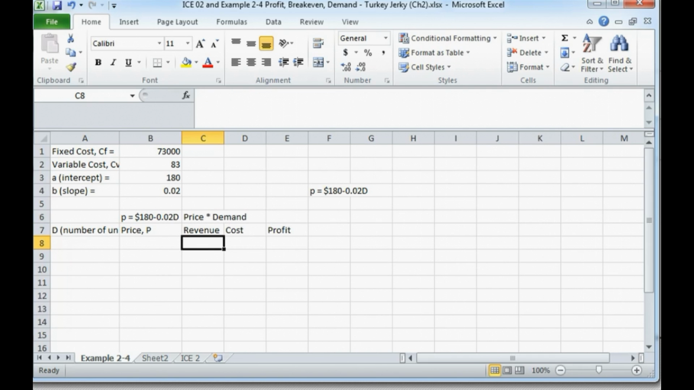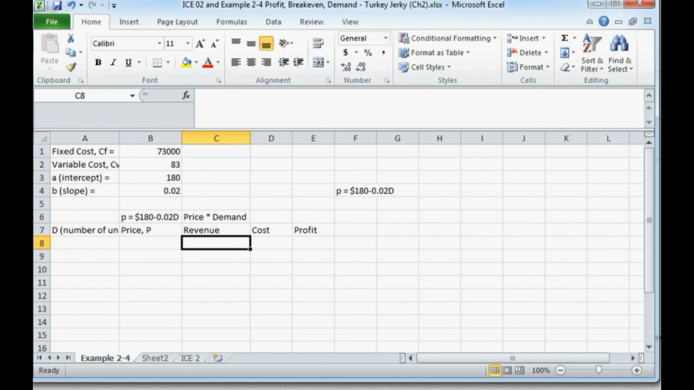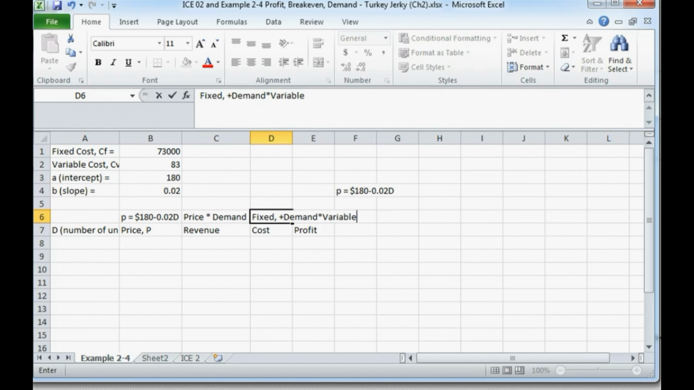That's how I can calculate the revenue. It's just the number of units sold times whatever the price is at that point. Costs are going to include fixed cost plus the demand times the variable cost per unit. That will give me the total cost.